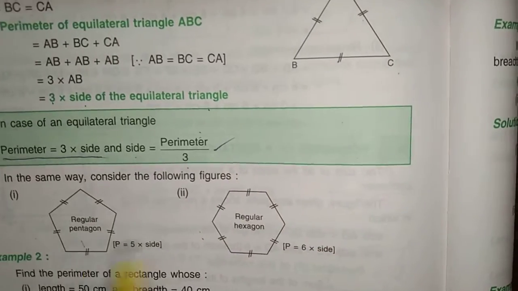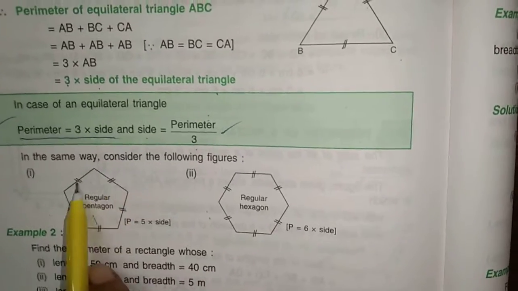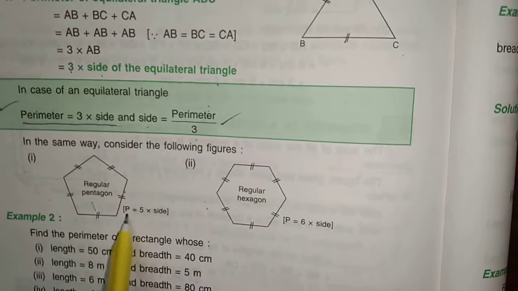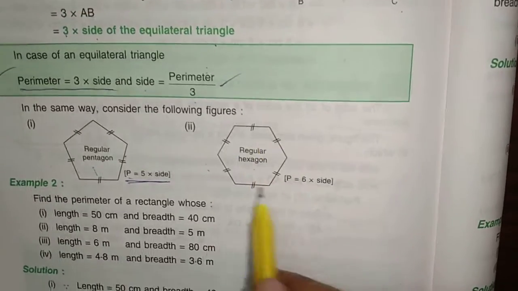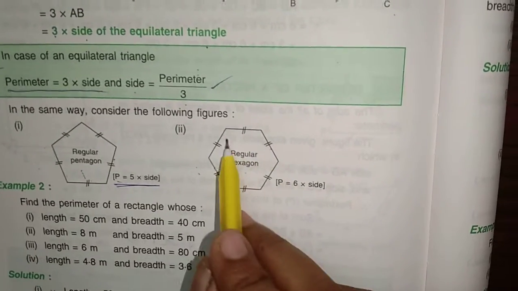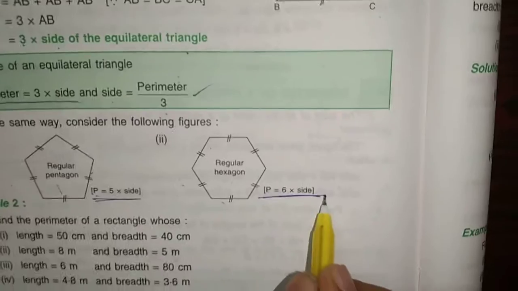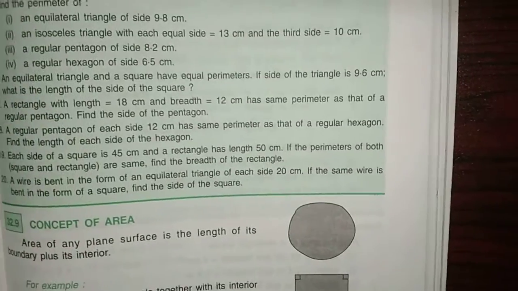Now look at this type of figure. This is a regular pentagon. Pentagon means a 5-sided figure. Regular pentagon means all the 5 sides are equal. So how can we find the perimeter? The perimeter equals 5 into side, because all the sides are equal. This is a regular hexagon. That means a 6-sided figure. It has 6 sides, and all the 6 sides are equal. So the perimeter equals 6 into side. This many formulas you have to study for this exercise, and we can move to the exercise.